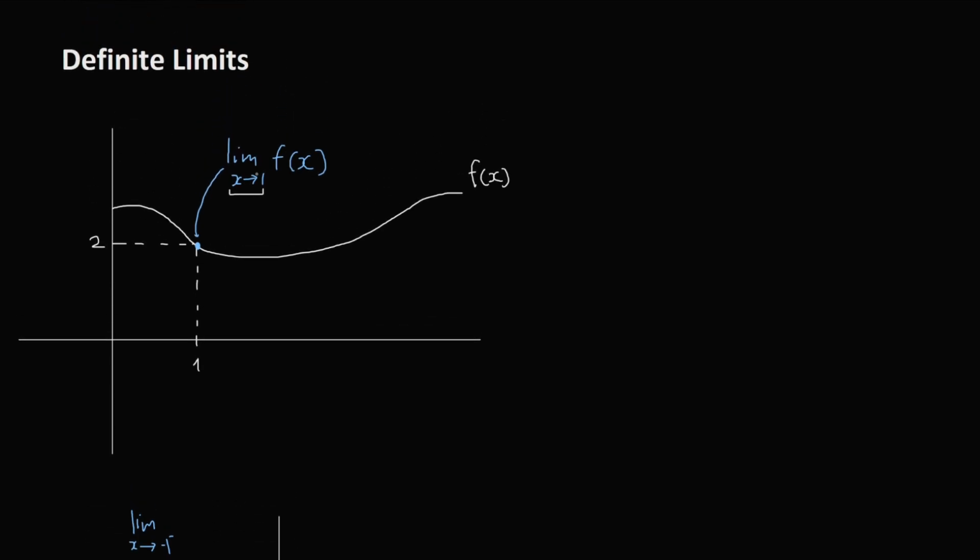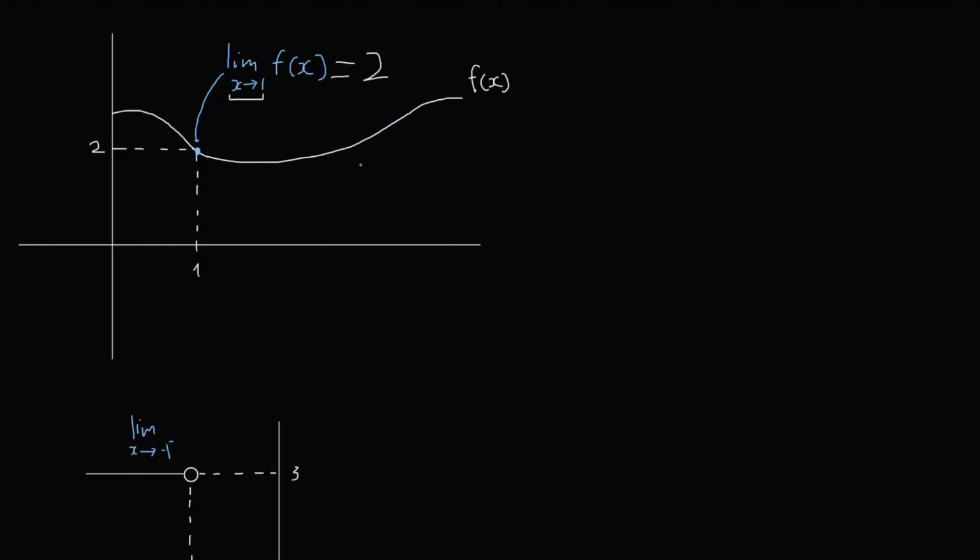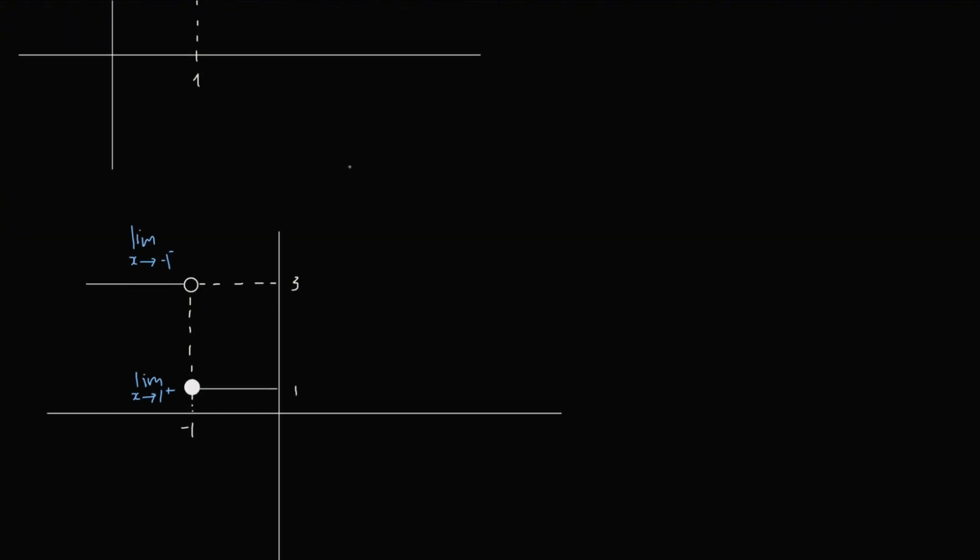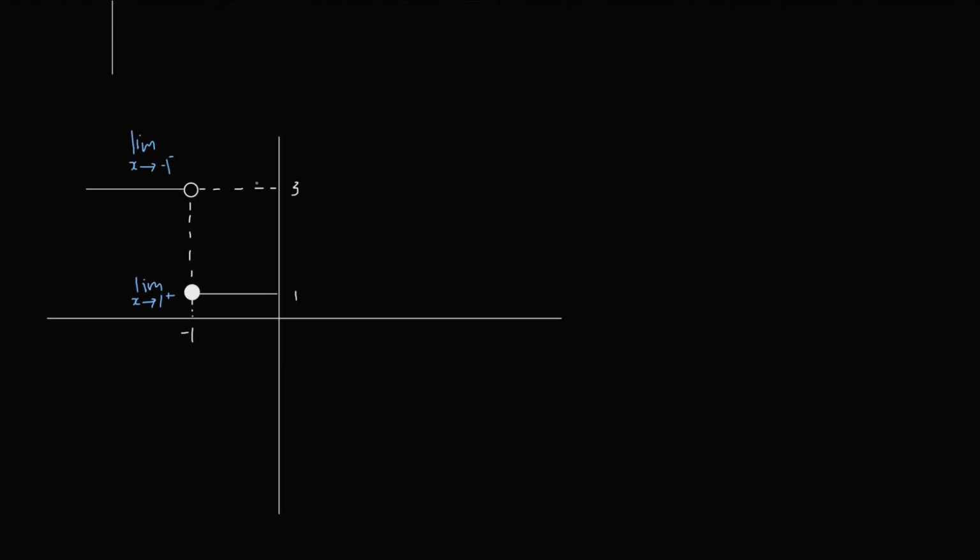So therefore the limit of f of x as x approaches 1, that's how you would say it, is equal to 2. So this would equal 2 here. It's a very simple concept. But this also applies to piecewise functions. Some functions that are out of the ordinary.